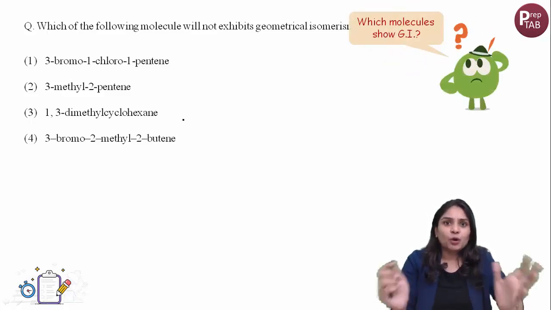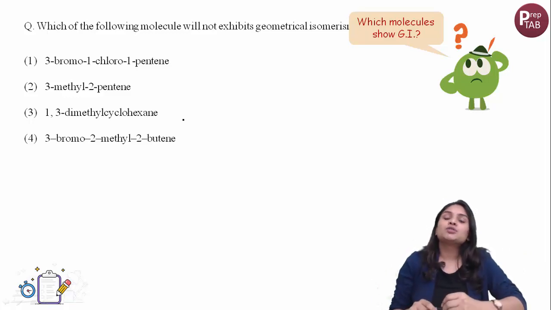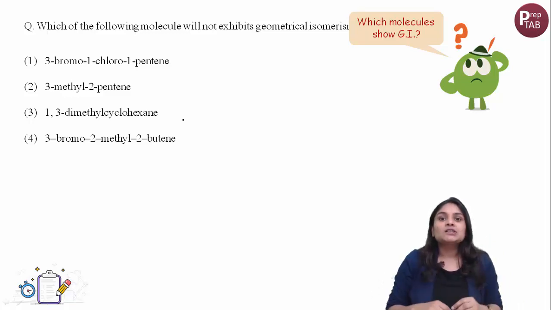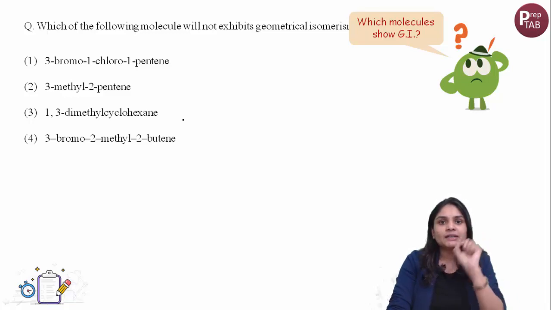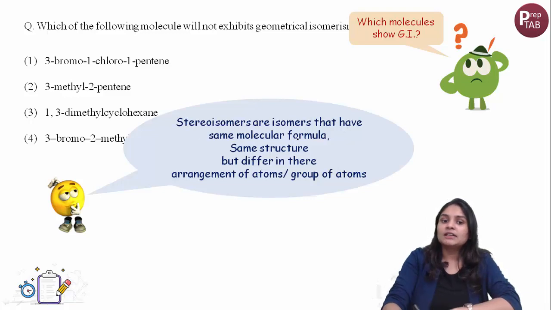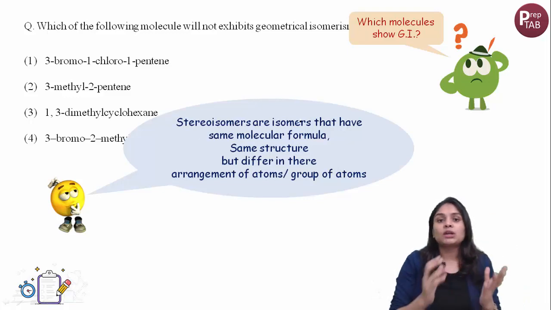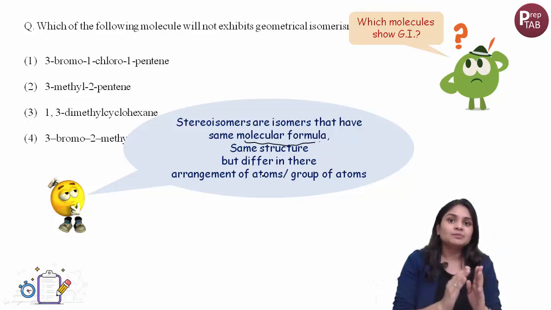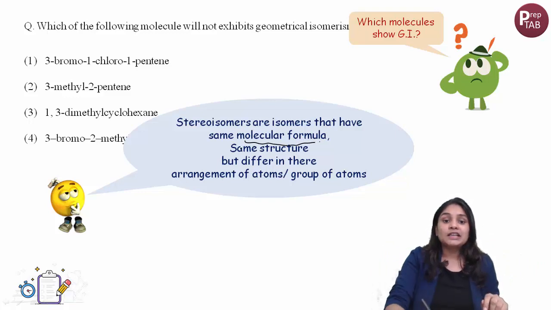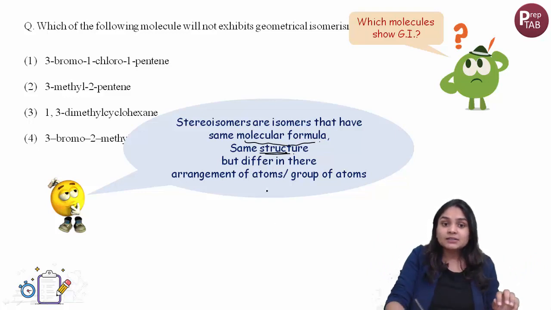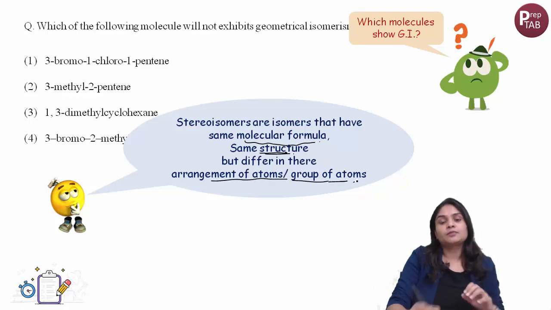one question that should pop up in your mind is which molecules show geometrical isomerism? What are the conditions necessary for geometrical isomerism? To answer this question, let us first understand what stereoisomers are. Stereoisomers are isomers. And what are isomers? They have the same molecular formula, matlab the number of atoms in all the isomers will be the same, same structure, that means the bonding in both the isomers will be the same, right?